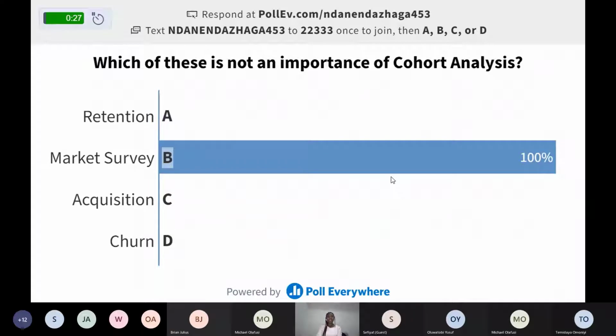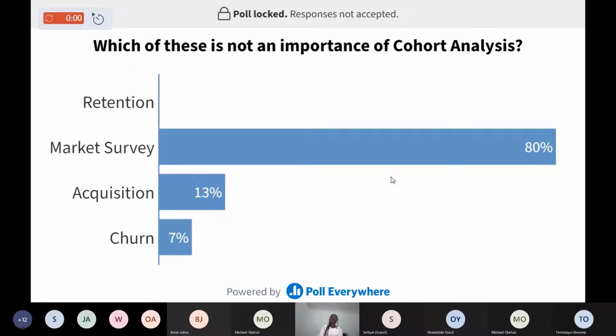So which of these is not an importance of cohort analysis? Okay, our time is up. Which of these is not an importance of cohort analysis? You can use cohort analysis to measure retention. You can use it to measure acquisition rate. And you can use it to measure churn rate.